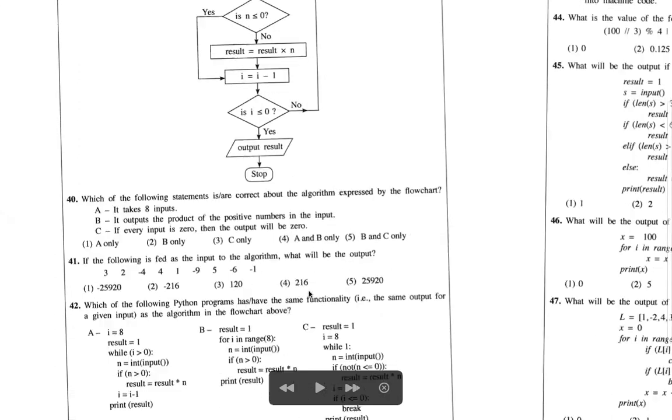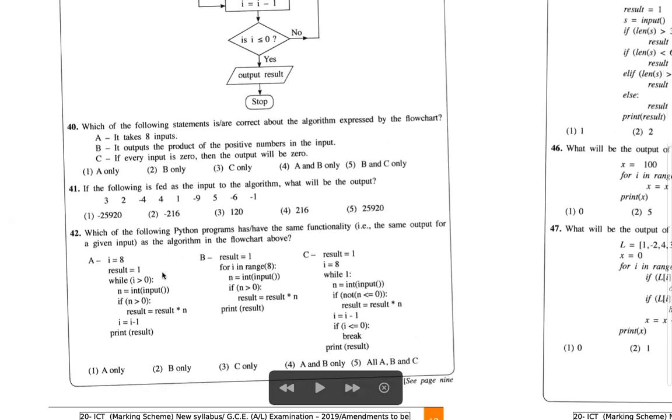So AB only. Then if the following is fed to the input algorithm, what will be the output? 3 into 2 is 6, 6 into 4 is 24, 24 into 5 is 120. That is the positive number multiplication. So you can see that one. Third one is the answer for 41.